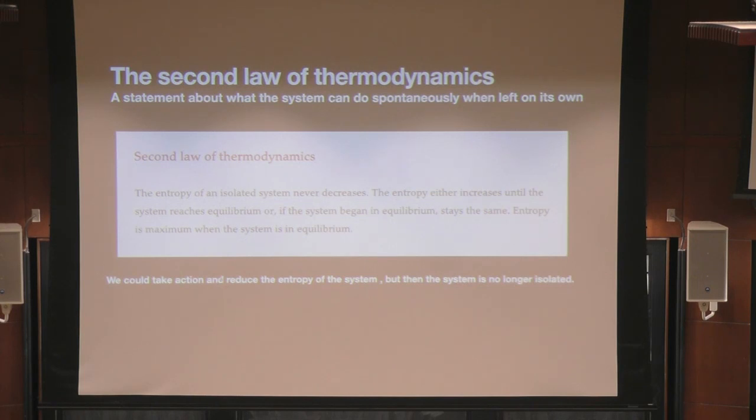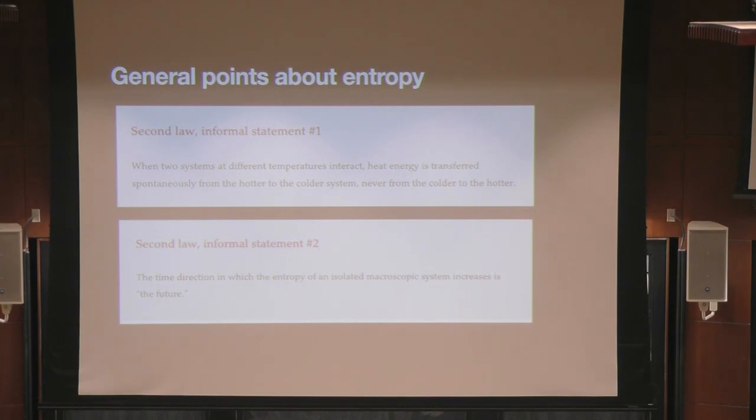And we could take action and reduce the entropy of the system, but then the system is no longer isolated. We could go and rearrange molecules, but then it's not an isolated system that was left on its own. So this rule applies to isolated systems specifically. And then there are some informal statements, general points about entropy. The first one is that when two systems at different temperatures interact, heat energy is transferred spontaneously from the hotter to the colder system, never from the colder to the hotter system.